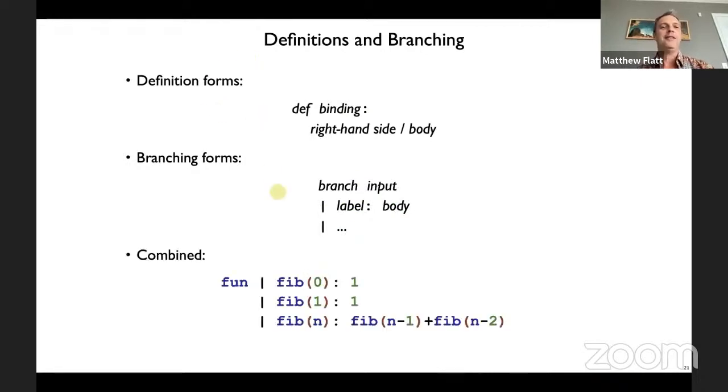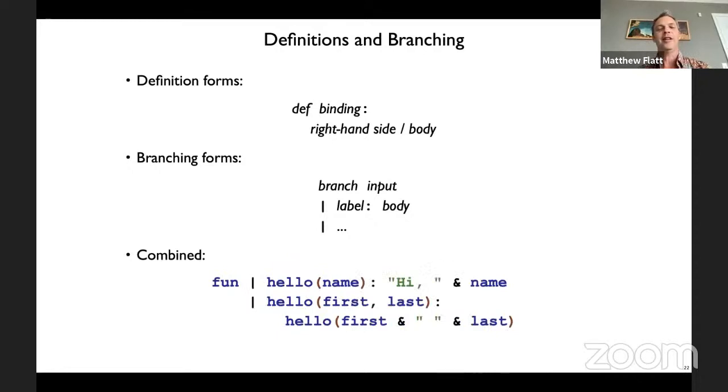So we can combine this definition and branching idea. So here is Fibonacci defined in a kind of pattern matching ML style, where fib of 0 is 1, fib of 1 is 1, and fib of n, we make recursive calls to fib. So fun recognizes alternatives and kind of splices together, in this case, a kind of match, but also this is how we would do variable arity functions. So here is a hello that takes either a name or a first name and last name and puts them together.